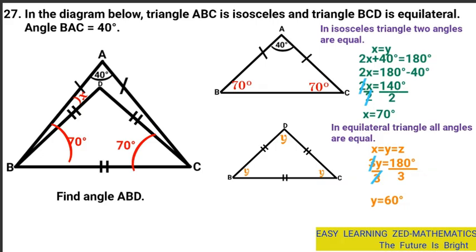So therefore, every y in that triangle is equal to 60 degrees. So we can change even the values of y. That is 60, and that is 60, and that is 60 degrees. When you add those three 60s, they'll give you 180 degrees.